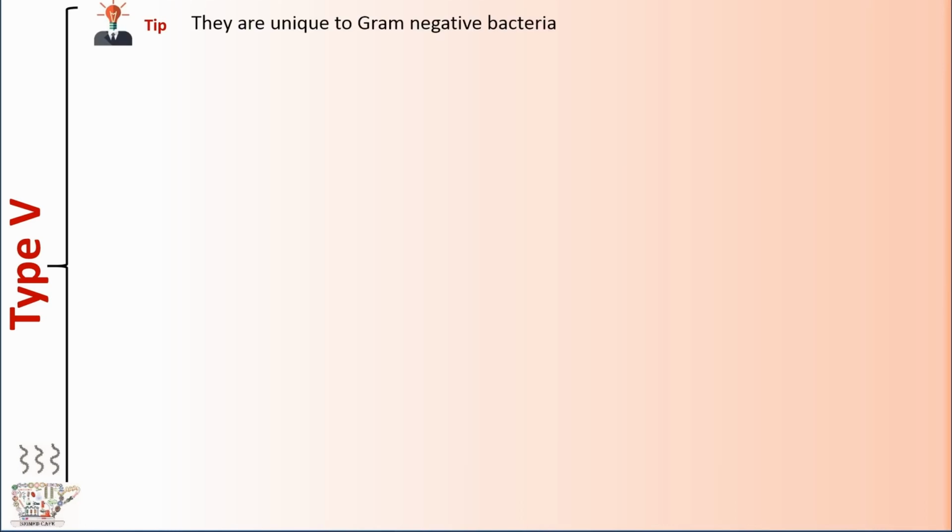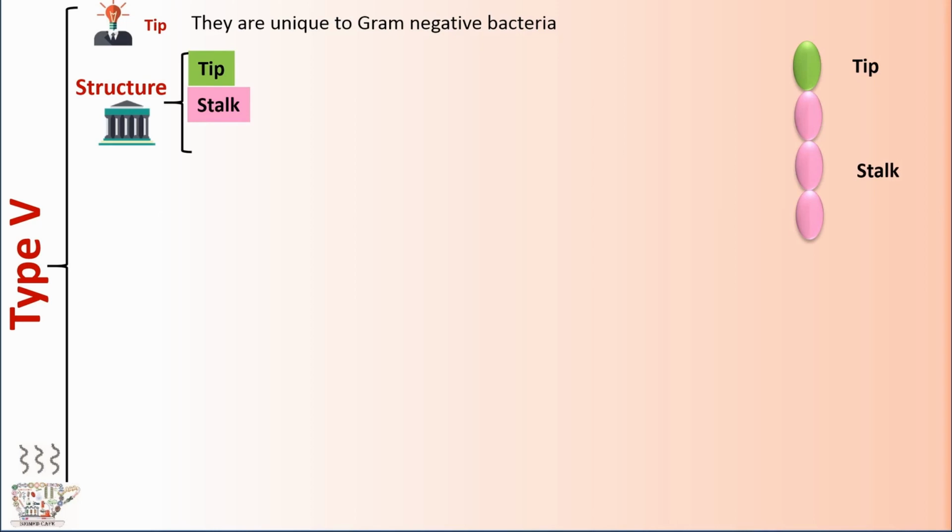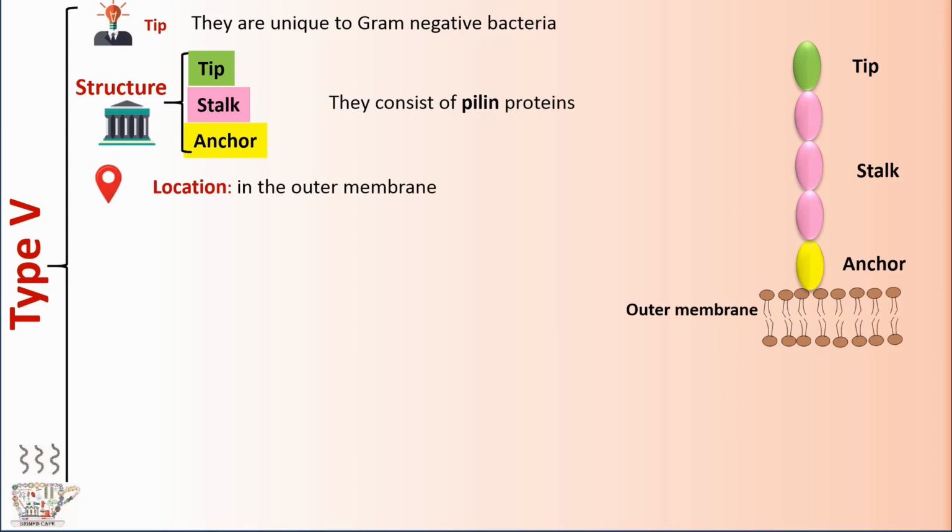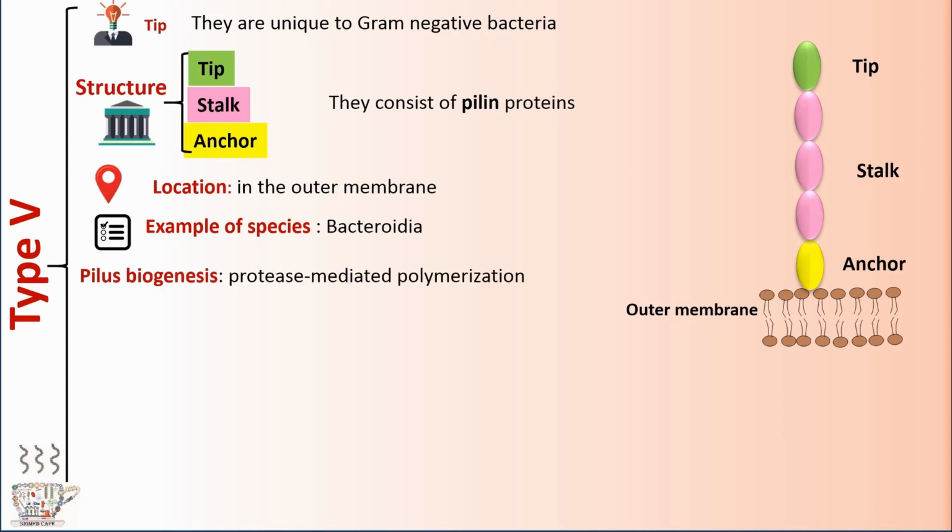Type 5. They are unique to gram-negative bacteria. They have three parts in their structure: tip, stalk, and anchor. They consist of pilin proteins. They are located in the outer membrane. Example of a species, Bacteroidea. Type 5 pilus biogenesis is by protease-mediated polymerization.